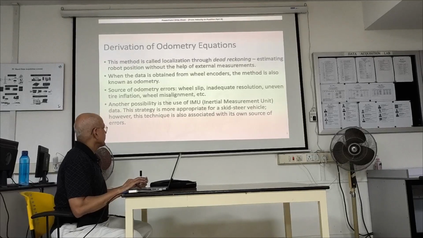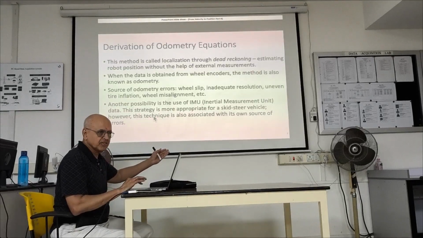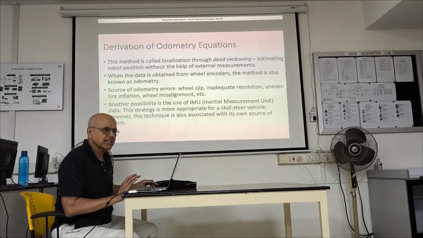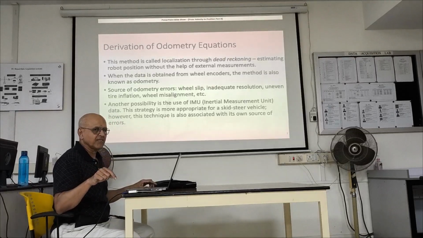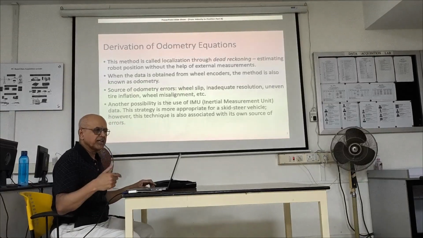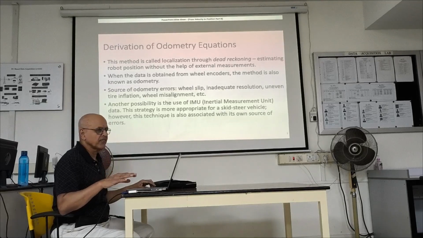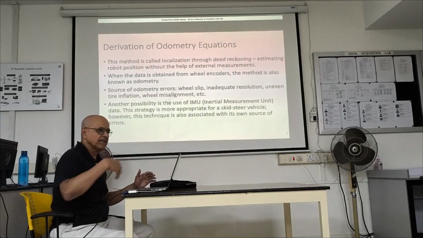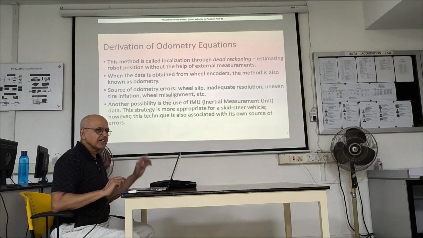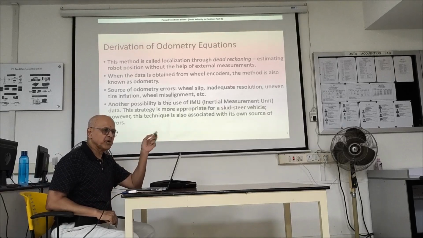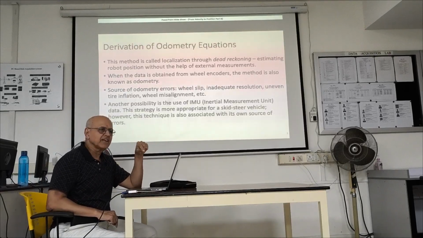So you can use an IMU instead of the odometer. When do you use it? It's for a skid steer vehicle. For the skid steer vehicle, counting the rotations of the wheel won't work very well because it's skidding each time, and that's going to throw off the odometer. The interesting thing is, for a vehicle that rolls, like a differentially steered vehicle, you can use both.